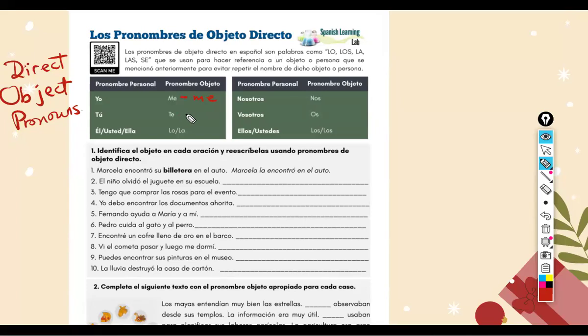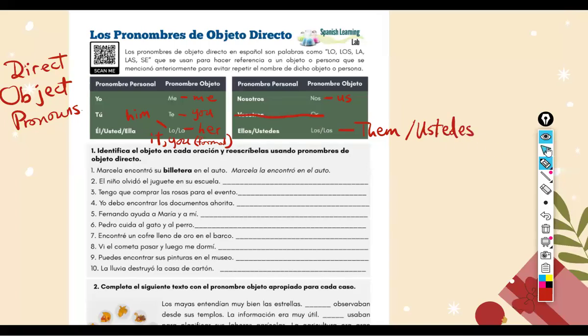How we would say me in English. Te is you. Lo is him, la, her, or either one of them could be it, or either one of them could be you, formal, right? Usted. Nos is us. We don't do vosotros, so we'll just cross that out again. Los, las, them, or ustedes, right? You, formal again.